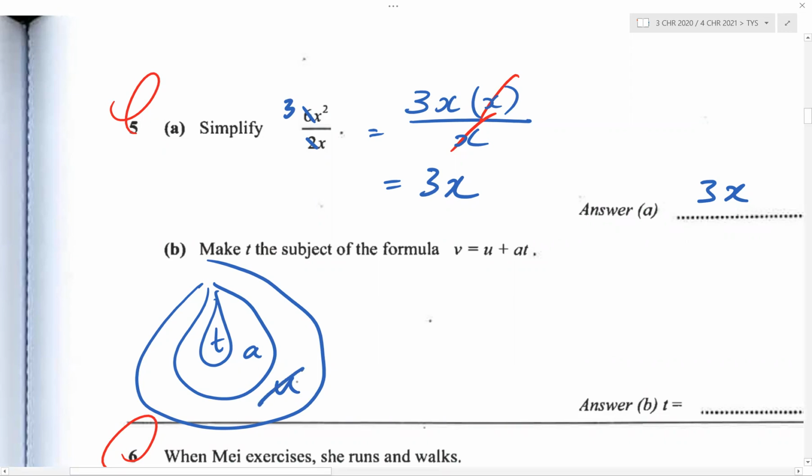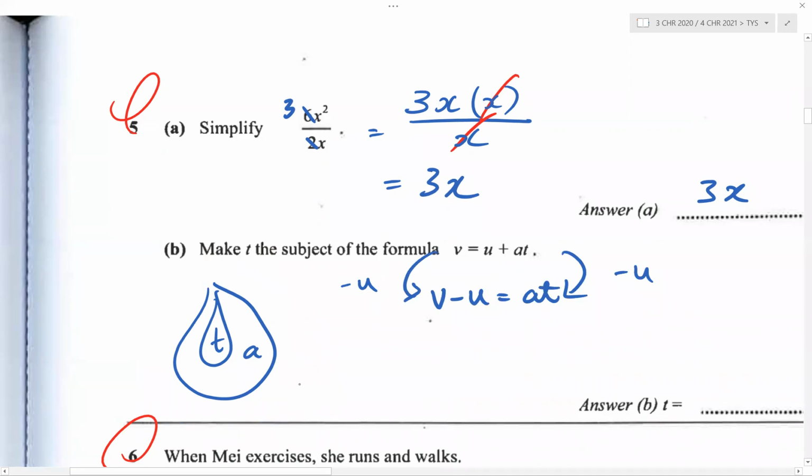So let us remove the u. How do we do that? We need to minus u on both sides. So we end up with v minus u equals to at. Okay, no more outer layer. I'm getting closer to the t already.